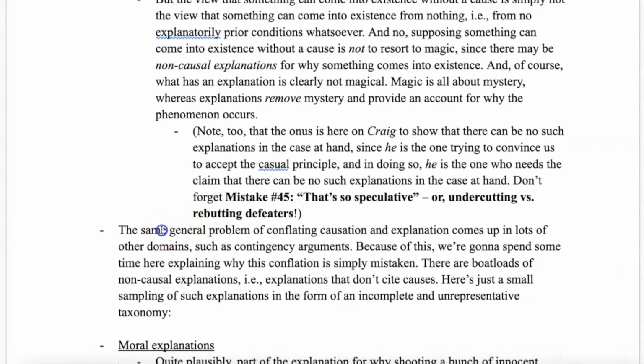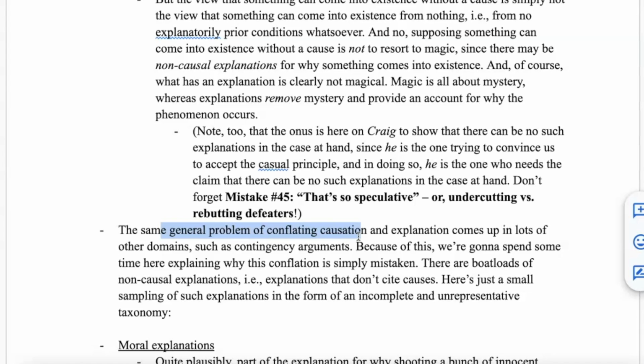Okay, anyway, the same general problem of conflating causation and explanation, or thinking being uncaused implies being unexplained, comes up lots of times in other domains, such as contingency arguments. Because of this, we're going to spend some time here explaining why this conflation is simply mistaken. There are boatloads of non-causal explanations, that is, explanations of things that don't cite causes. And here's just a small sampling of such explanations in the form of an incomplete and unrepresentative taxonomy. Again, my sole purpose here is just to give examples of non-causal explanations.